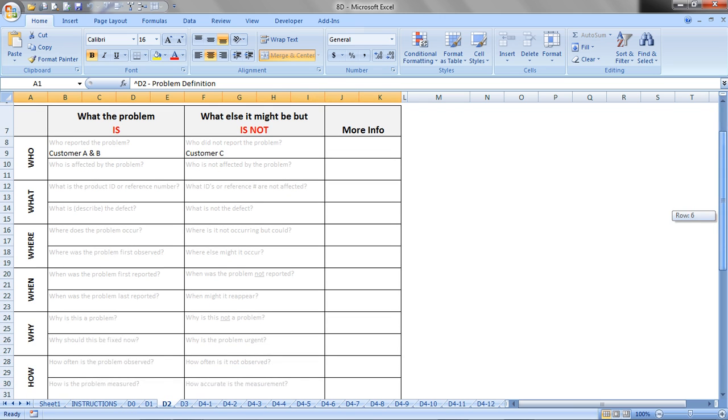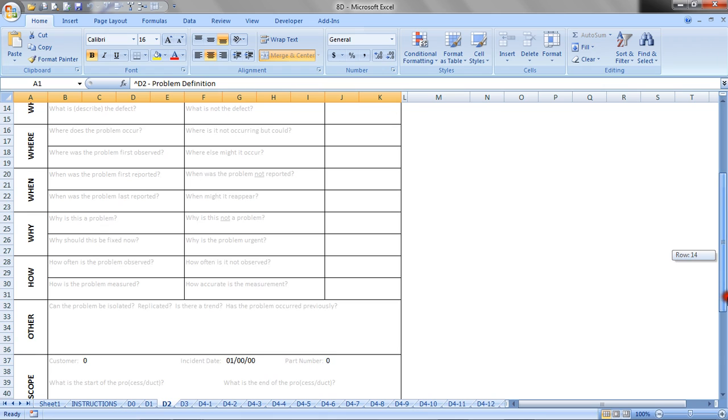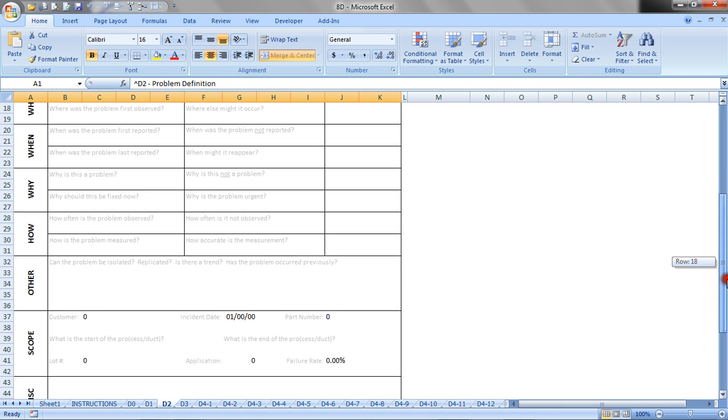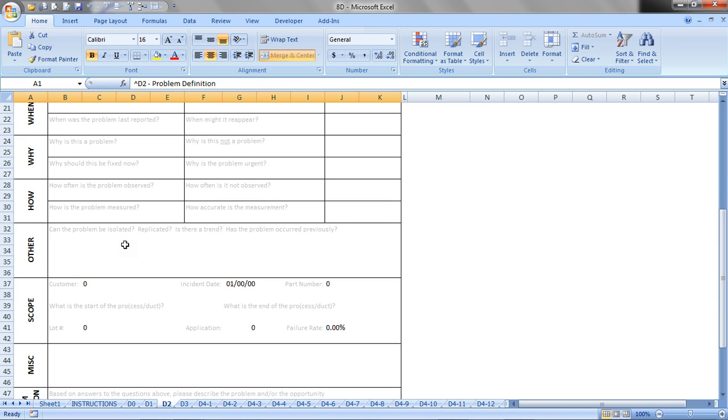And I won't read all of these, but you can see where does the problem occur, where is it not occurring but could or is expected to. You could read that. When was the problem last reported? When might it reappear? What this is doing is it's forcing you to look at the problem from two completely different views to make sure that what you're giving as answers is reasonable in different contexts. How often is the problem measured? How accurate is the measurement? And this sort of thing. And then down below we record other information. Can the problem be isolated? Can it be replicated? Is there a trend? Has the problem occurred previously? And this sort of thing.